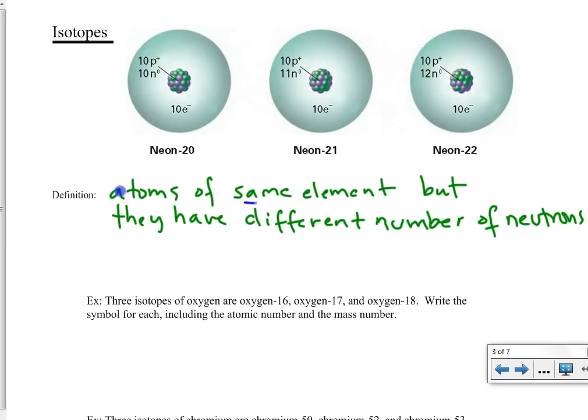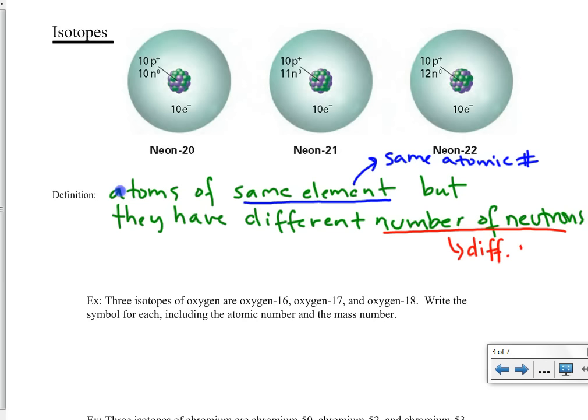If they are atoms of the same element, that means they will have the same atomic number, because that's really what defines an atom. An atom has a certain identity because of the number of protons it has. If it has a different number of neutrons, you'll be able to tell because it will have a different mass number. Remember, the mass number is the number of protons and neutrons added together.